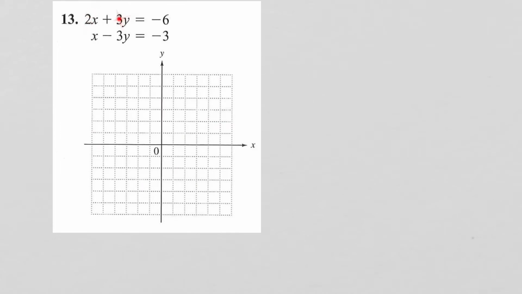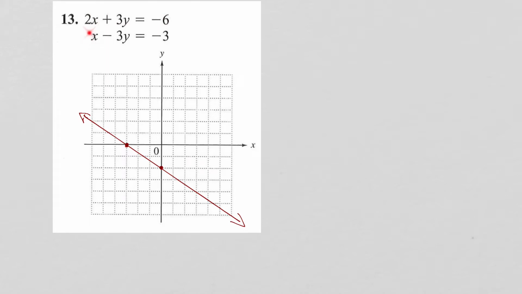Okay, because 2 and 3 both go into 6, I'm going to use the intercept method. If I cross this out, 2x is negative 6, so x is negative 3, and I put a dot there. If I cross this out, 3y is negative 6, so y is negative 2, and I put a dot there. And then I'm going to graph this. And I'll put an arrow on either side. So that's all the solutions for this line.